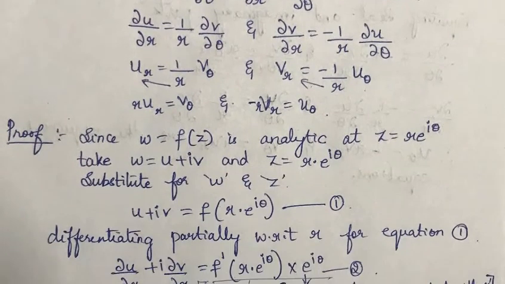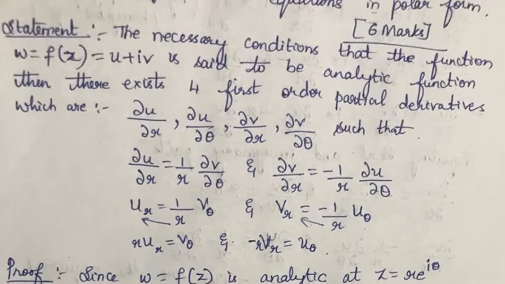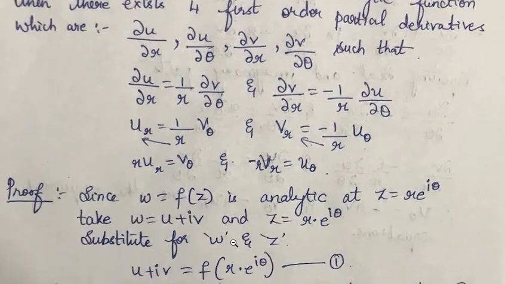What is the proof? Since w = f(z) is analytic at z = r e^(iθ). Firstly, what is this w? We have taken the function w = f(z). Start from that only. We call this particular function analytic at z = r e^(iθ).